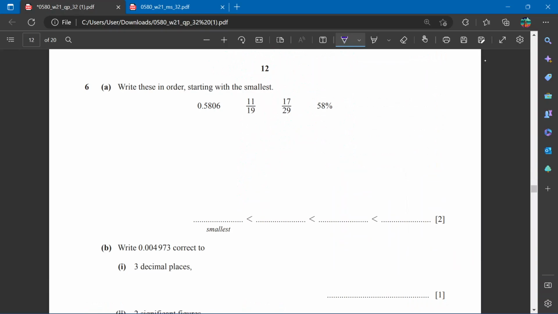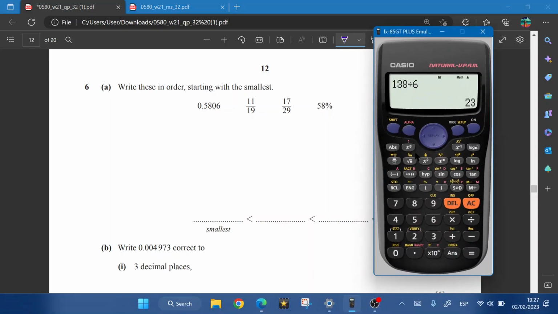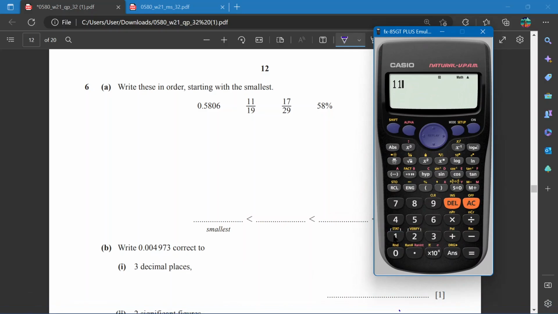Question 6, write them from the smallest to the biggest. I think for me the easiest is just change everything to decimals. Okay, so you grab your calculator if you can find it. Okay, there we go, and you do 11 divided by 19, or 11 over 19, change it to a decimal, and that will be 0.5789.